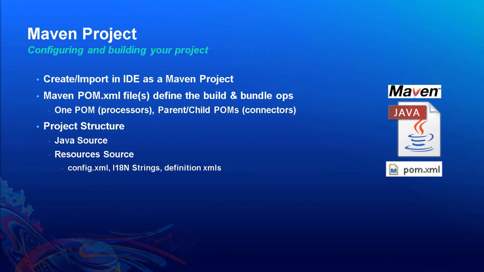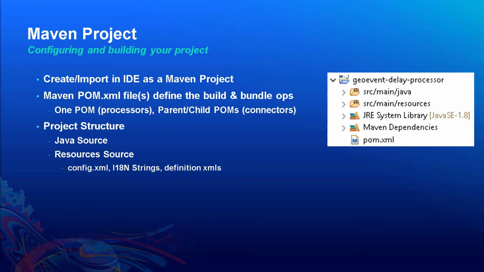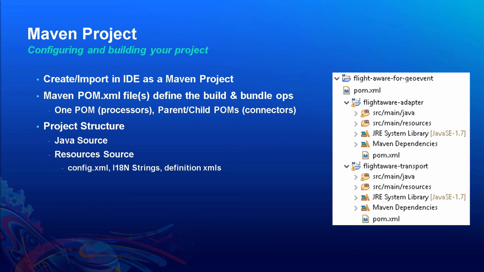When you create your new custom component project, be sure to create it as a Maven project or import it as one. I suggest you start with a copy of one of the sample projects at a minimum. At the top level of your project, there will be a Maven pom.xml file that will determine how the project is built and packaged into an OSGI bundle. For processors, there is generally one pom.xml file for the project, but connectors generally have a parent-child set of pom.xmls, one for the parent and one each for the child adapter and transport.